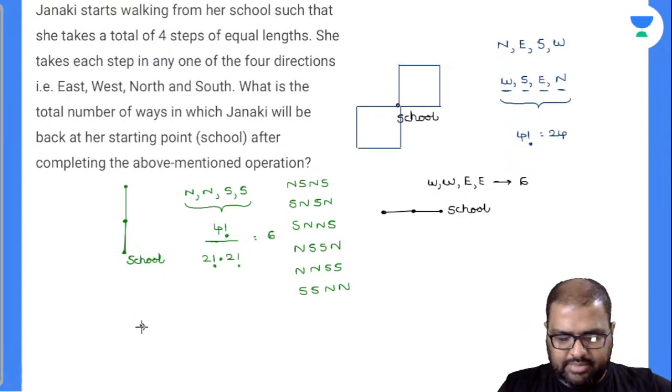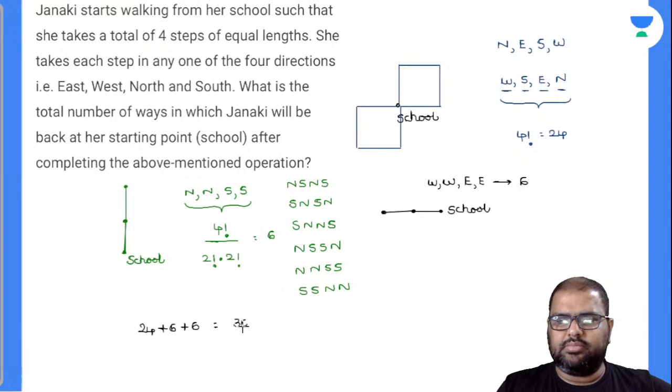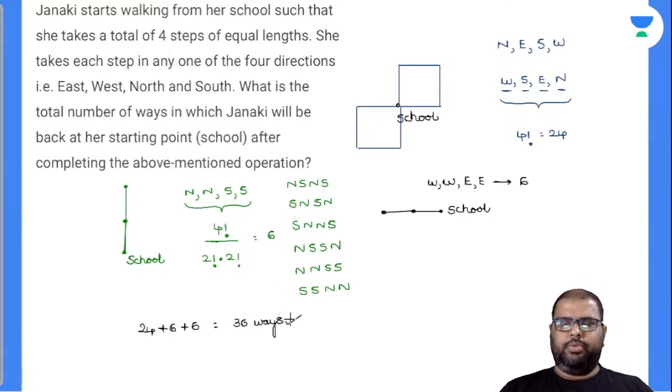So finally, my answer will be not 24, Martin. 24 plus 6 plus 6. Totally, it will be 36 ways. This is my answer there. So how many of you got this? Is it clear? Done. So total your answer will be 4 factorial plus 6 plus 6, that is 6 plus 6 is 12, 12 plus 24 is 36. So 36 ways is your answer there.